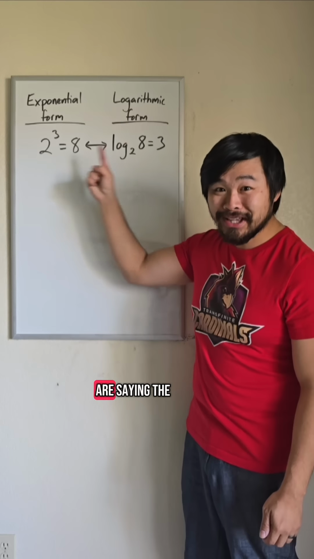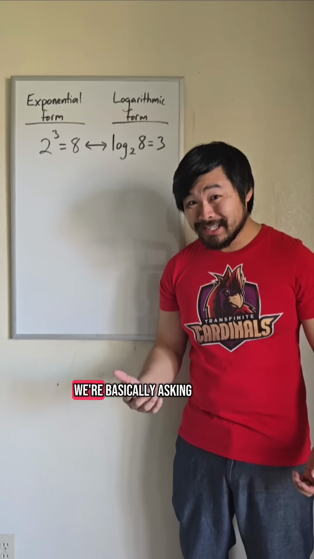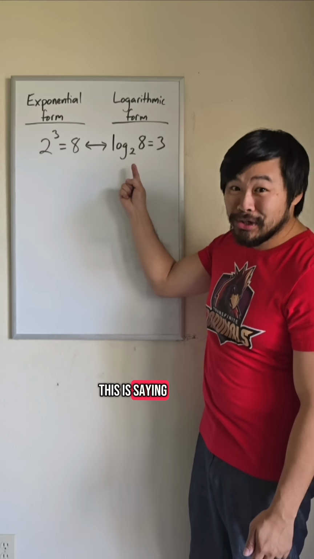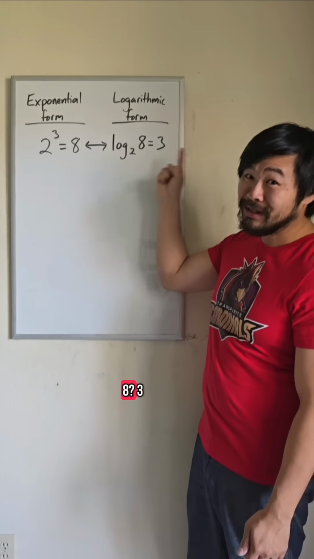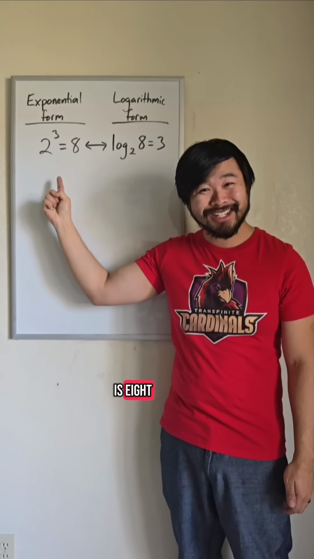These two statements are saying the same thing, they're just written differently. So with logarithms, we're basically asking for the exponent. So over here, this is saying 2 raised to what power is 8? 3. And we can see that over here. 2 to the third power is 8.